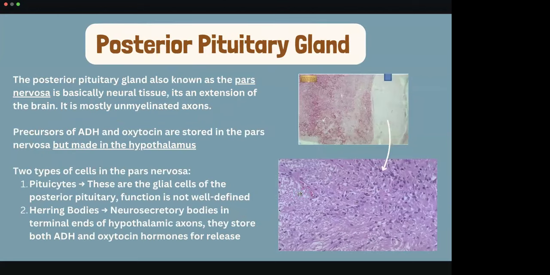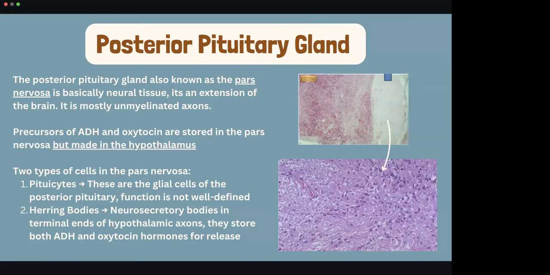Now, moving on to the posterior pituitary, we said that it is an extension of the brain, right? And it's more lightly stained compared to the anterior pituitary. By the way, I think I said myelinated axons previously. It's unmyelinated axons. These are an extension of the brain, and they're mostly unmyelinated axons. It's also called the pars nervosa. The precursors of ADH and oxytocin are stored here. As we said previously, they're actually synthesized in the hypothalamus, then stored here.